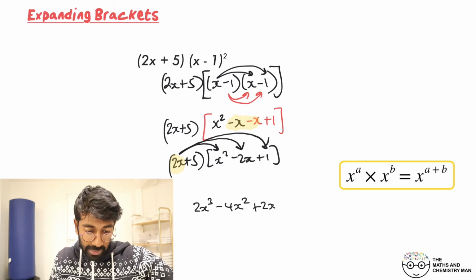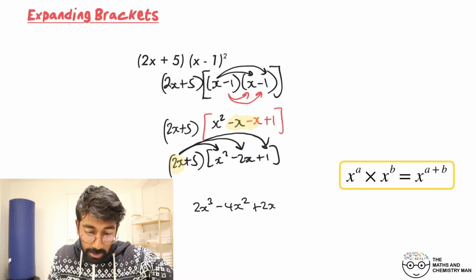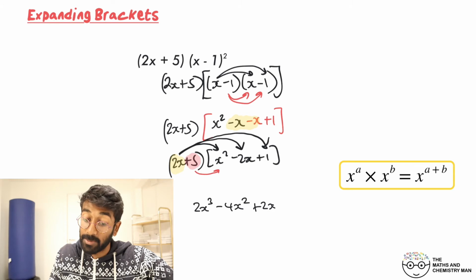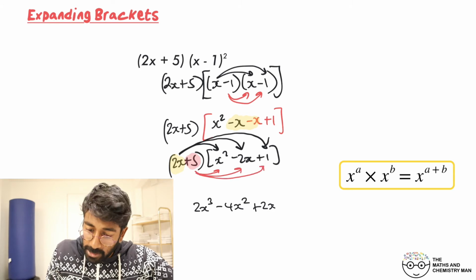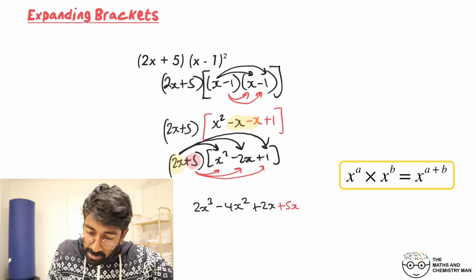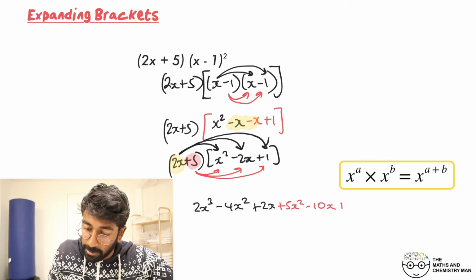And let's change color again, and we'll go with the 5 now. And we need to send that through there as well. So 5 times x squared, 5 times minus 2, and 5 times 1. So that's plus 5x squared minus 10x, and then plus 5.